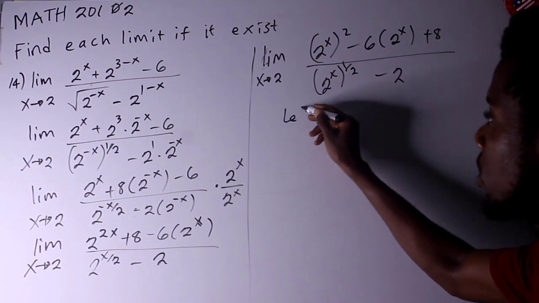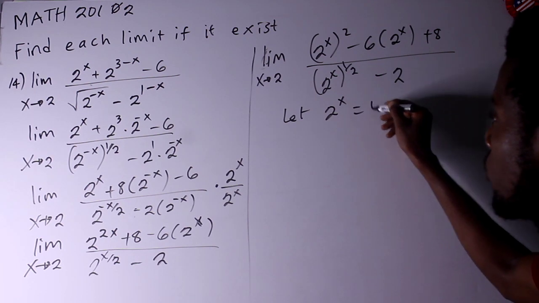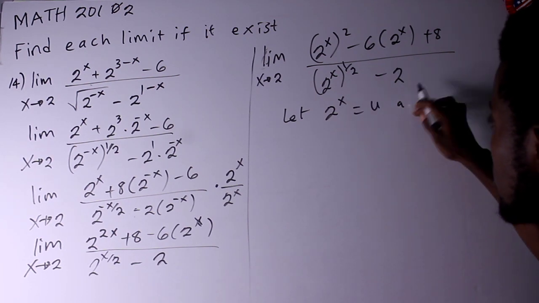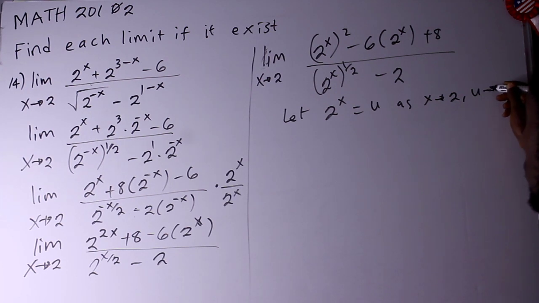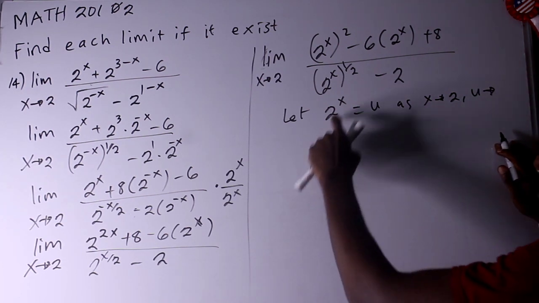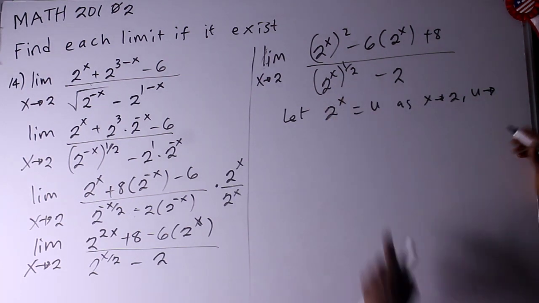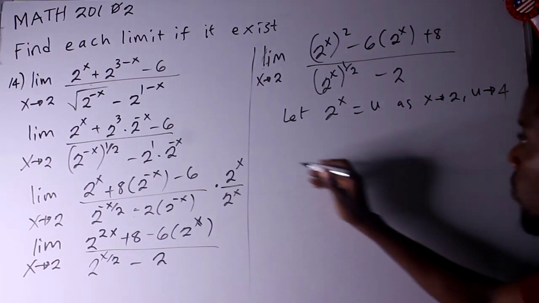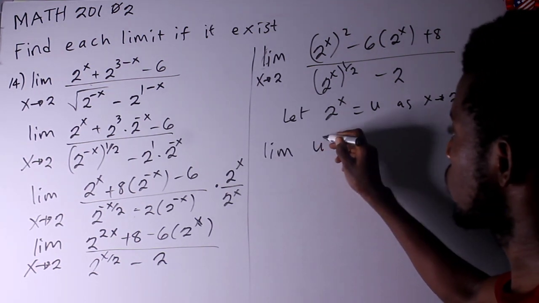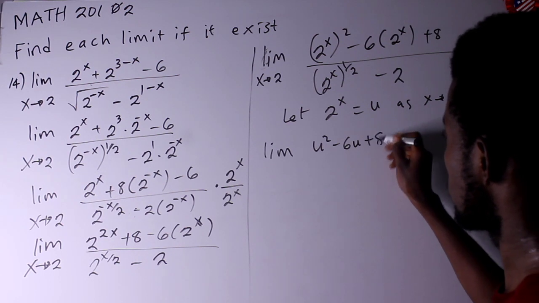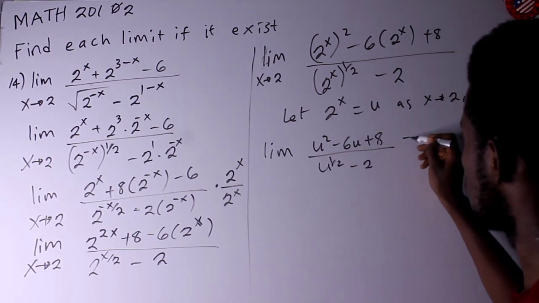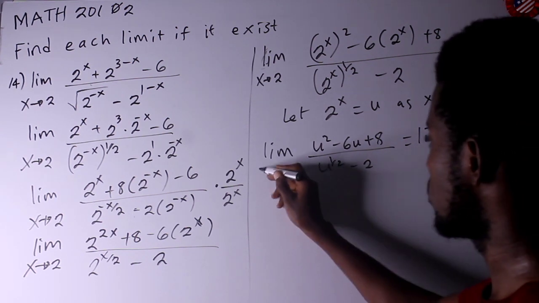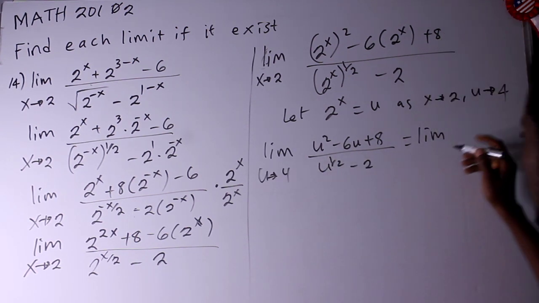So we can say let 2 raised to the power of x be equal to some variable u. As x approaches 2, u will be approaching 2 raised to the power of 2, which is 4. We have the limit of u squared minus 6u plus 8, all divided by u to the power of half minus 2, as u approaches 4.